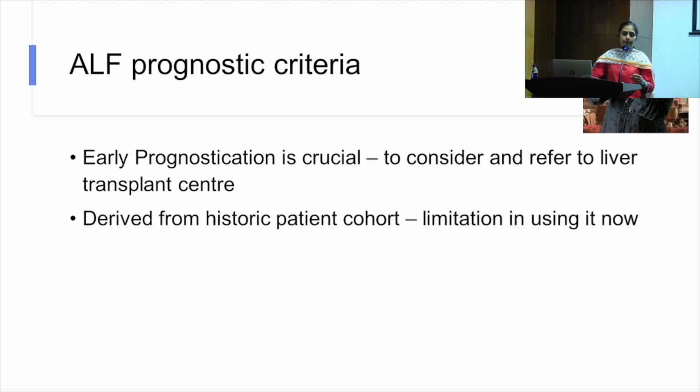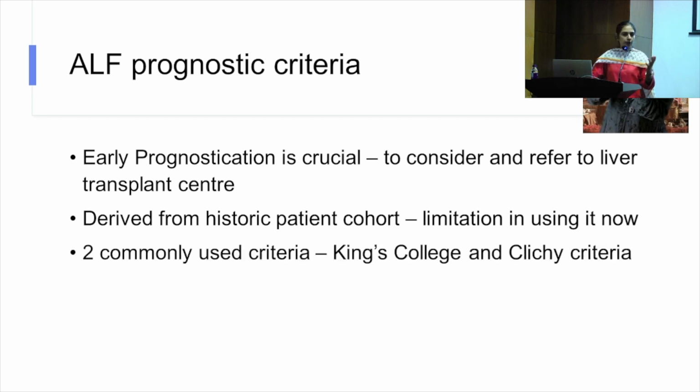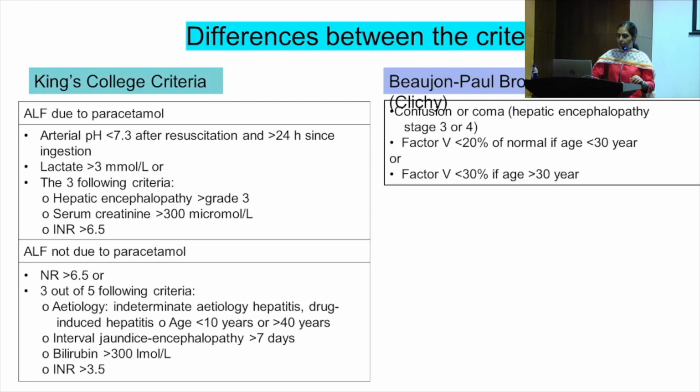The unfortunate thing about these prognostic criteria is that they are derived from historic controls. That means they're old cohorts, and we don't know what the applicability is, especially with the changing cohort of patients in the epidemiology. How applicable these prognostic criteria are of recent times is something that needs to be questioned. And we are all familiar with these two common ones, that is your King's College criteria and the BRiCC criteria.